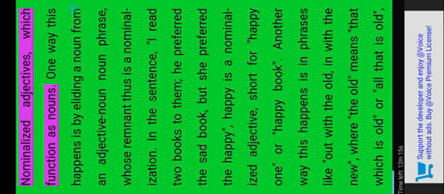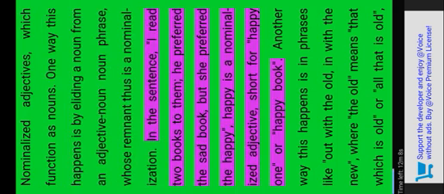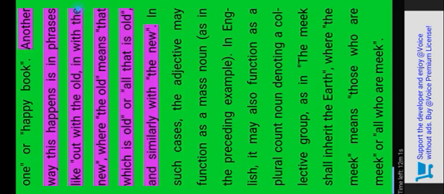Nominalized adjectives, which function as nouns. One way this happens is by eliding a noun from an adjective noun phrase, whose remnant thus is a nominalization. In the sentence, I read 2 books to them, he preferred the sad book, but she preferred the happy. Happy is a nominalized adjective, short for happy one, or happy book. Another way this happens is in phrases like, out with the old, in with the new, where the old means that which is old, or all that is old, and similarly with the new.